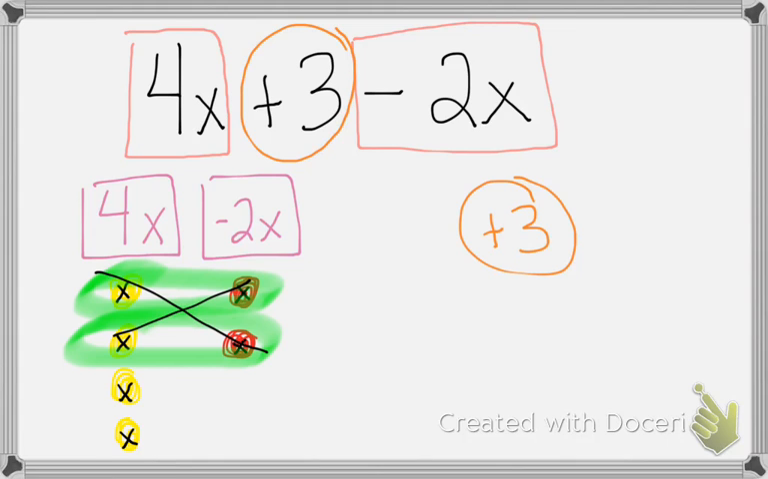And we are left over with positive 2x. Since my positive 3 doesn't have anything to combine with, we simply bring that straight down to be part of our combining like terms answer. Let's take a look at another one.